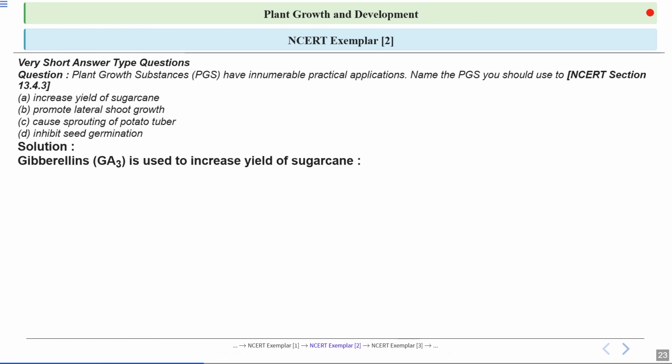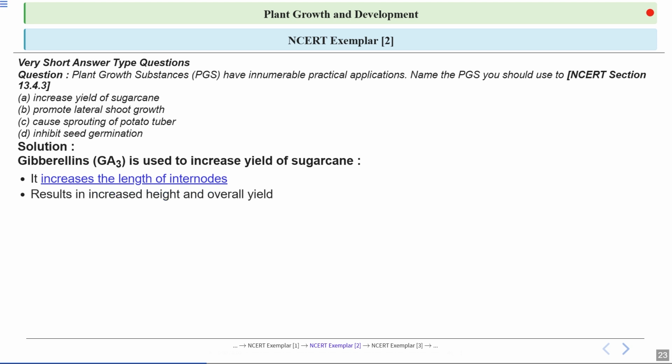So, gibberellin is used to increase the yield of sugarcane, right? It increases the length of the internodes and the sugar is concentrated in these internodes, right? So we get an increased overall yield if the internodes of the sugarcane are increased. It also enhances the sucrose accumulation in the stem part.